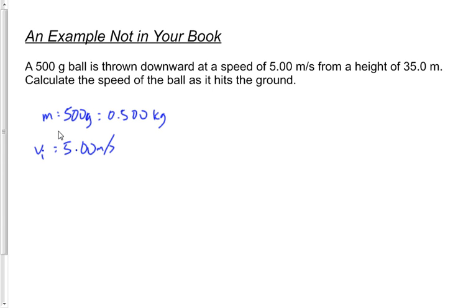Now, if we were looking at it as velocity, then we would make it negative 5 because it's thrown downward, right? But since we're solving this as a conservation of energy problem and energy is a scalar, we're not going to worry about that direction.